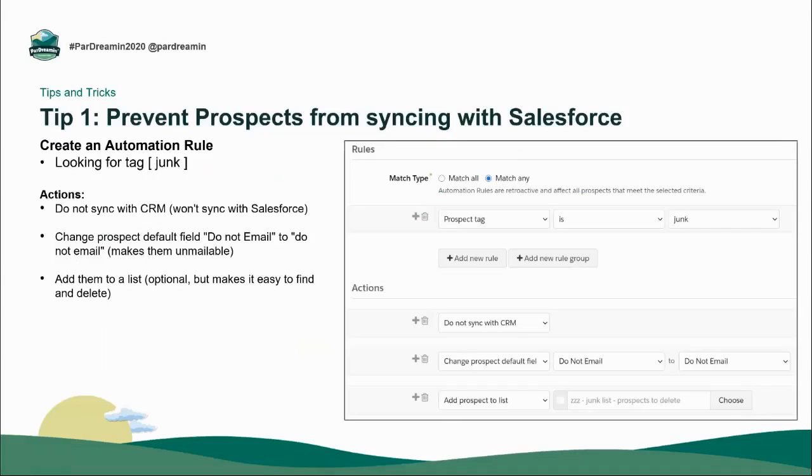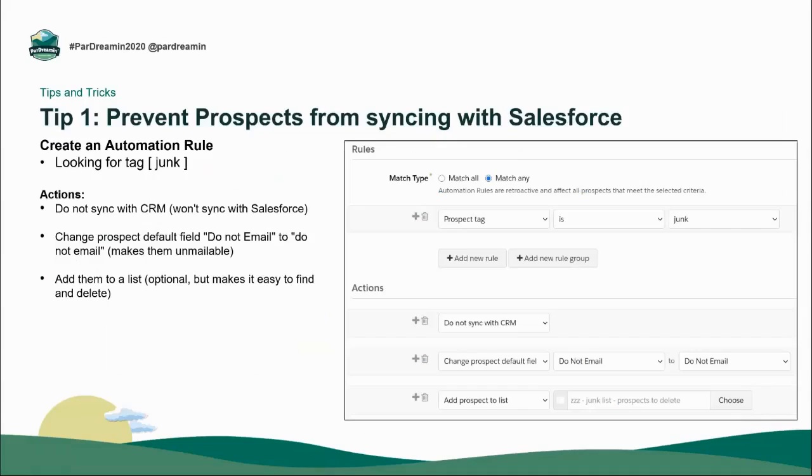And then the actions here: the first one is do not sync with CRM. This means it's going to set a flag as ignore, so it won't sync with Salesforce. The second item is actually going to mark them as if they're hard bounces. So you want to change the prospect default field called do not email to do not email, which seems kind of redundant, but that's how it's said. And then optionally, but I like it, create a static list that says like, to be deleted. This tells me that I can go to this static list and delete anybody who's on that list, send them to my recycle bin, call it a day, right? Just get them out of my database. I know they've been processed basically if they're showing up on that list.